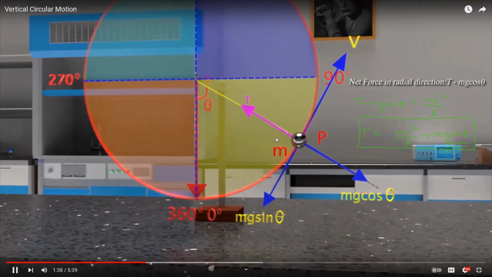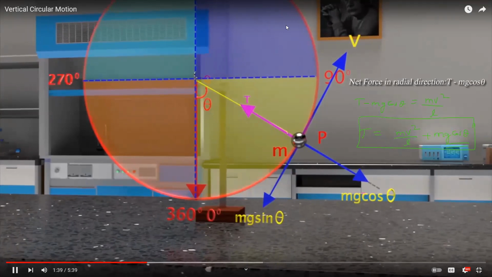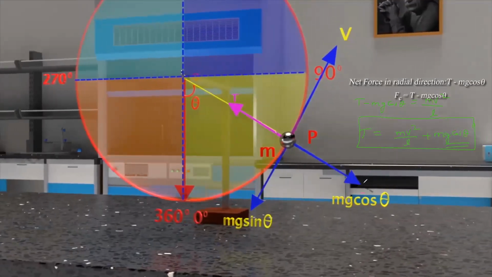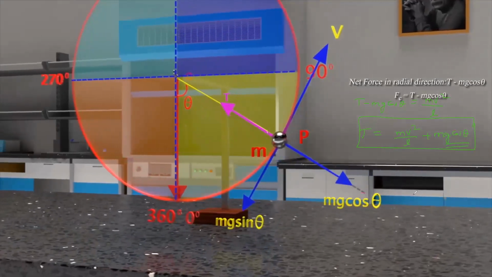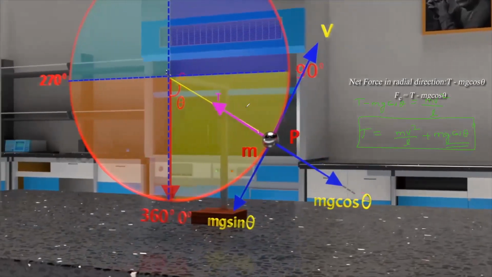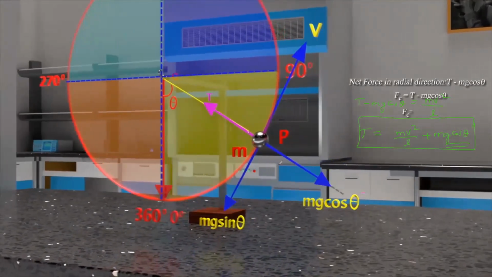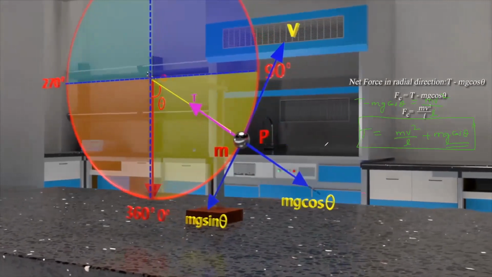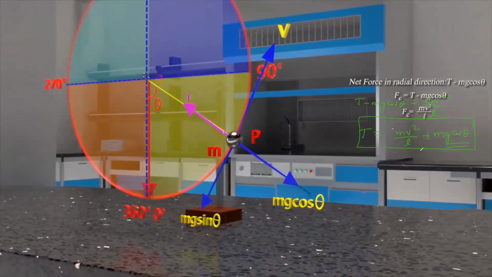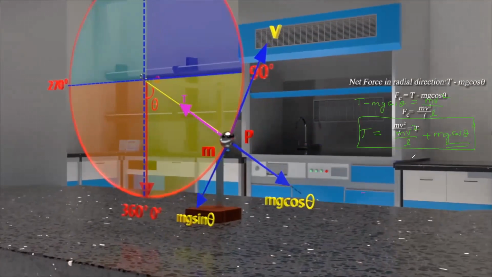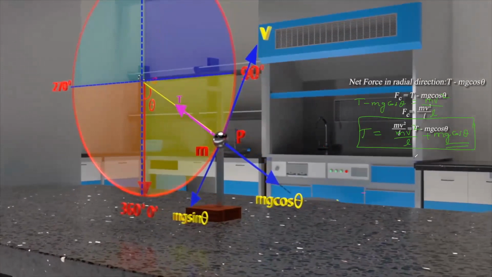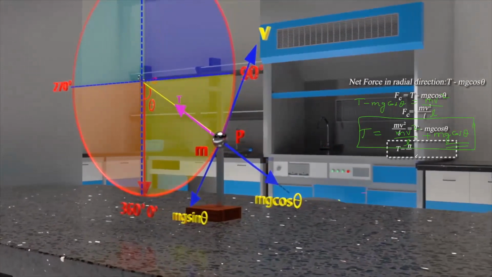This force along the radial direction is the net centripetal force Fc. But we know that the centripetal force required to keep the mass m moving with tangential speed v in a circular motion of radius L is equal to mv square by r, basically L. Therefore mv square by L is equal to T minus mg cos theta. Hence, the tension in the string is mv square by L plus mg cos theta.